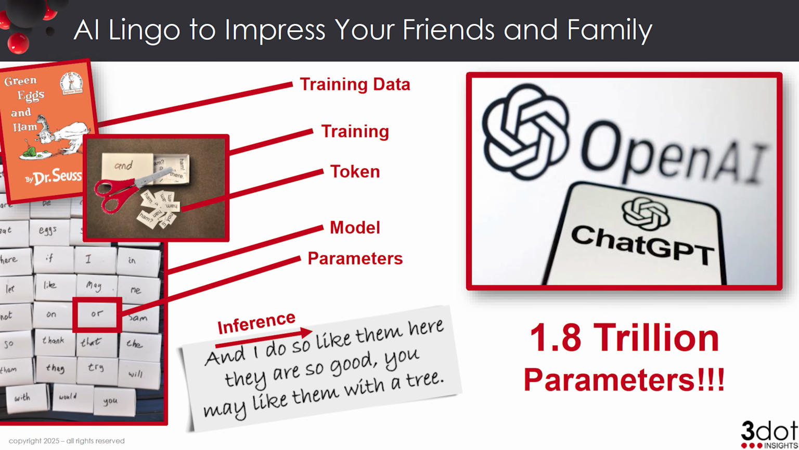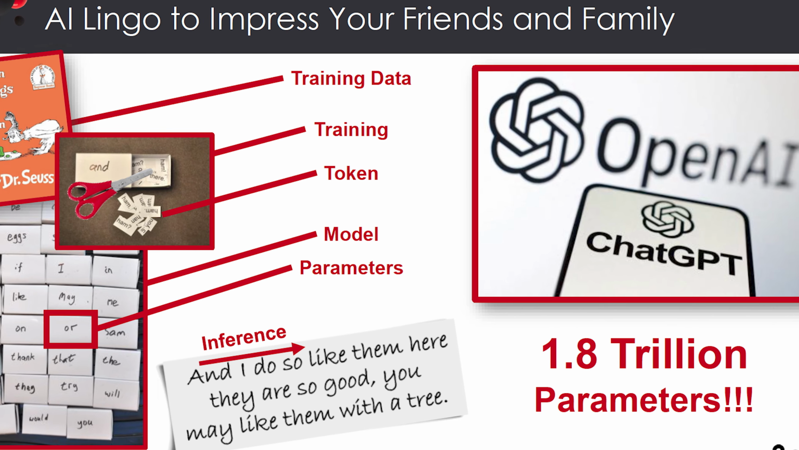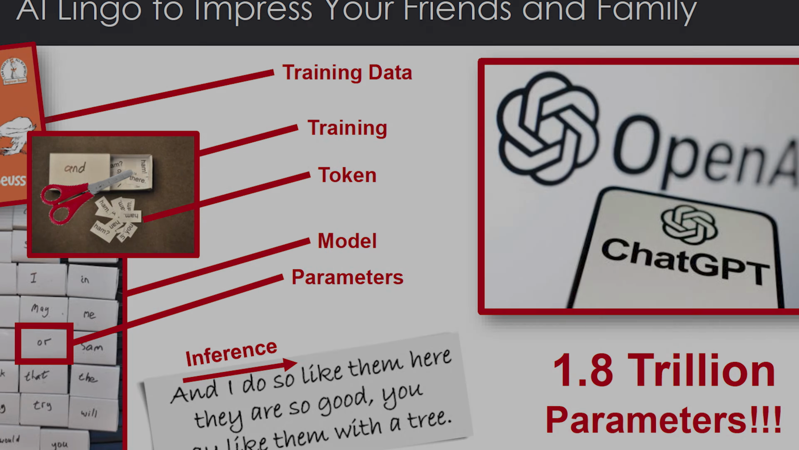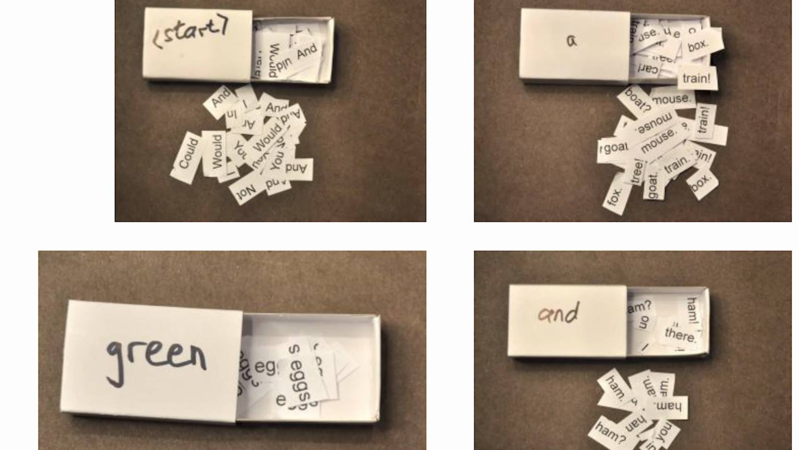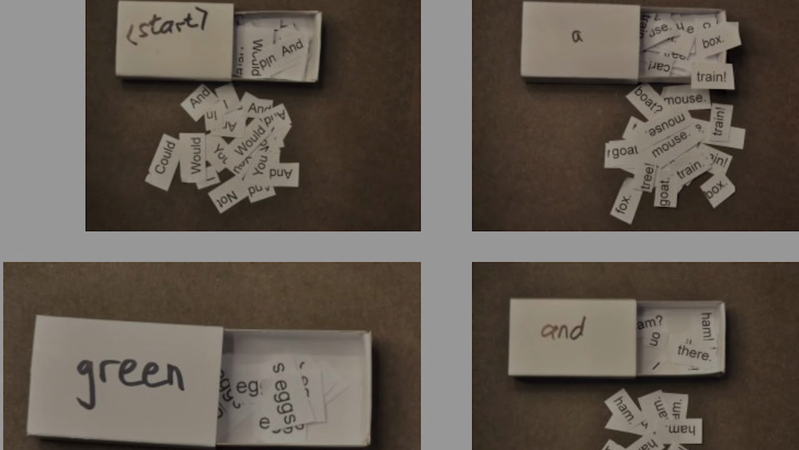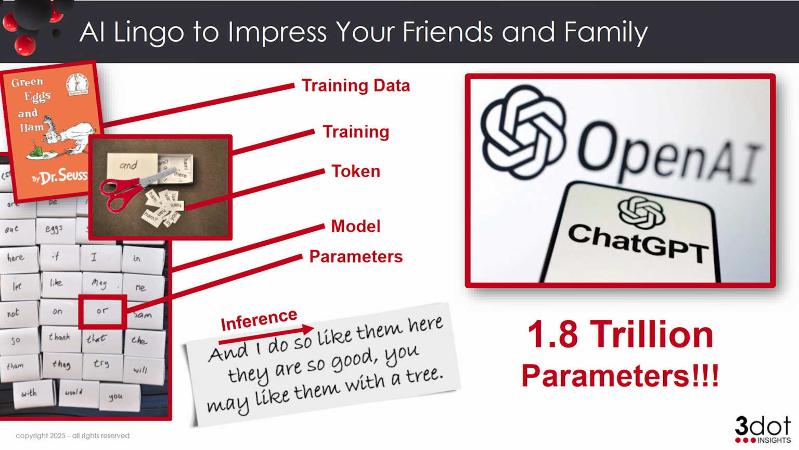So let me take the process that we just did and translate it into some kind of really hip AI lingo. So the Green Eggs and Ham book, that's our training data. You've probably heard that AI needs training data, lots of it. Maybe that training data is biased, all kinds of stuff about training data. In our example, that's like the Dr. Seuss book. The process that we went through where we cut up each of the words and placed them into the various matchbooks, that's called training. We also will notice the little words that we cut out. Those are, in AI lingo, tokens.